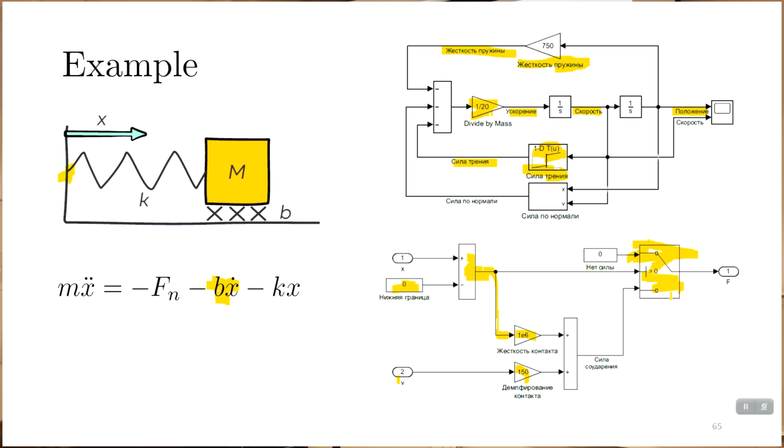But right here, you can see a switch block. It means that we apply it only when d is less than, when it's negative. And then d becomes delta. It becomes penetration. And we apply force only when the mass hits the wall and goes inside it. Okay? So now let me find this model.